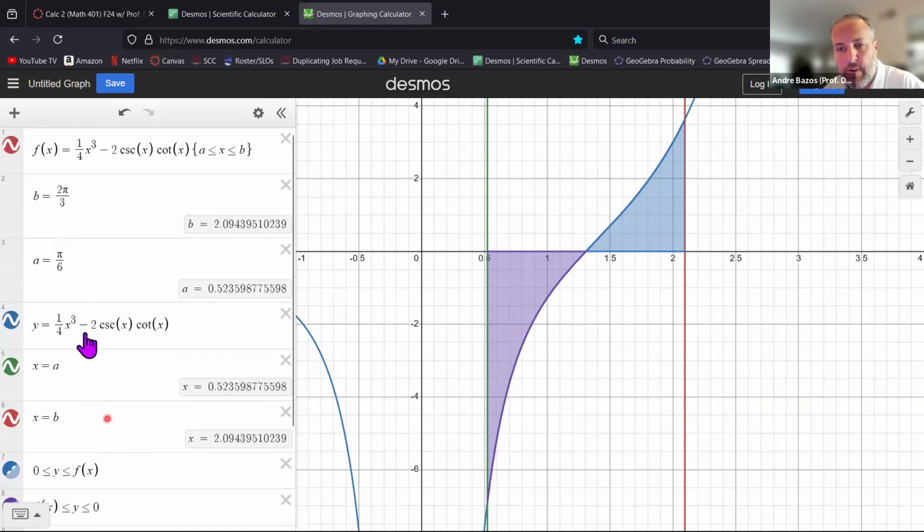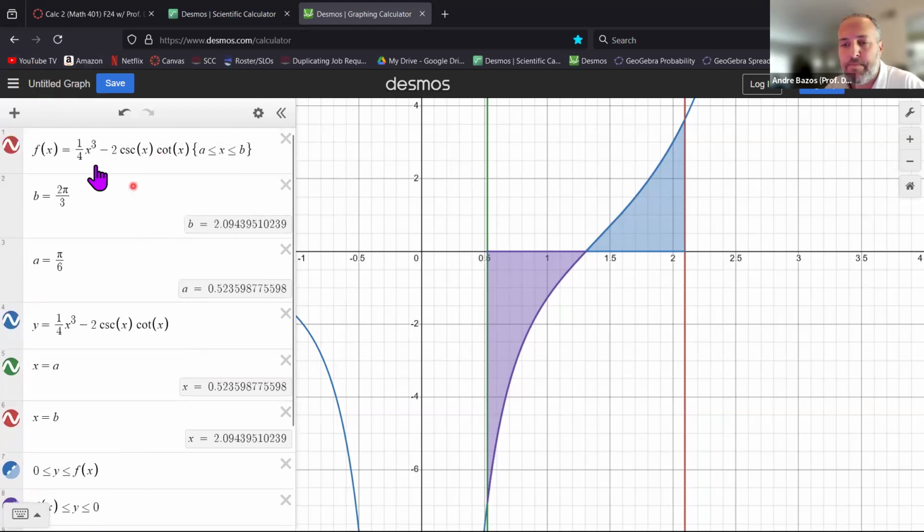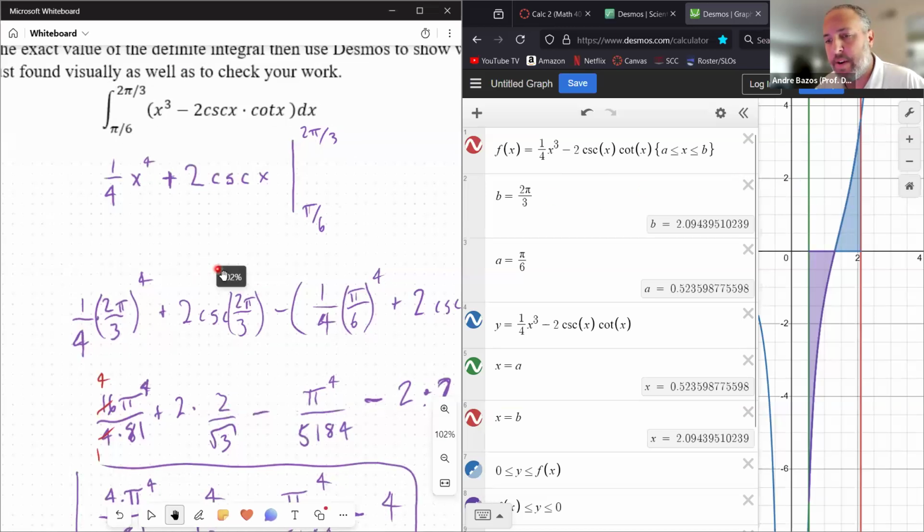So it's telling me the integral from pi over 6 to 2 pi over 3 is negative 0.4927, blah blah blah, right? It cannot do the fraction again, I don't think, but I can't see it because it zooms in the way. Did I enter everything right? So first things first, let's make sure I entered everything right.